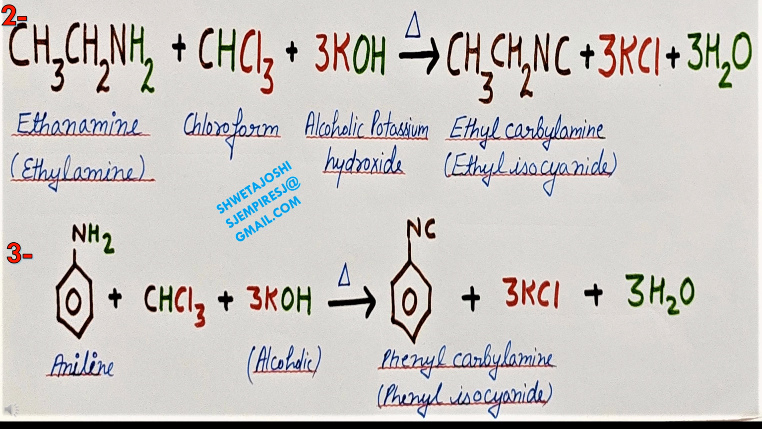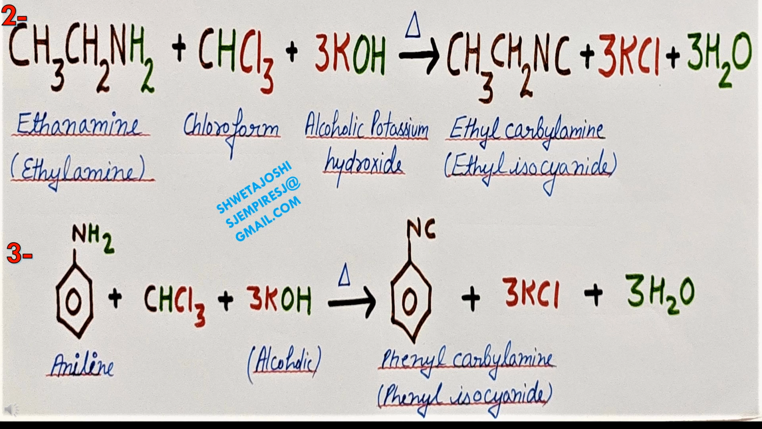In this reaction, 3 potassium will combine with the 3 Cl part from chloroform, forming 3 moles of KCl. 2 hydrogen atoms from ethanamine and 1 hydrogen atom of chloroform will combine with the 3 OH part, forming 3 moles of H2O. Now we are left with the CH3CH2N part of ethanamine, which will combine with C, that is the carbon part of chloroform, forming ethyl carbylamine, which is CH3CH2NC.